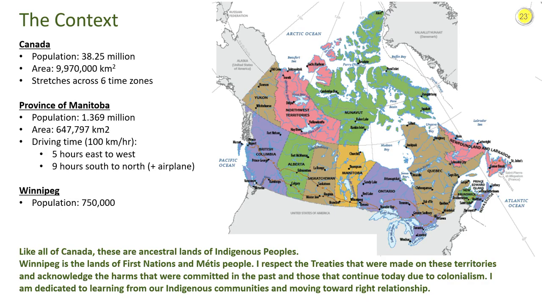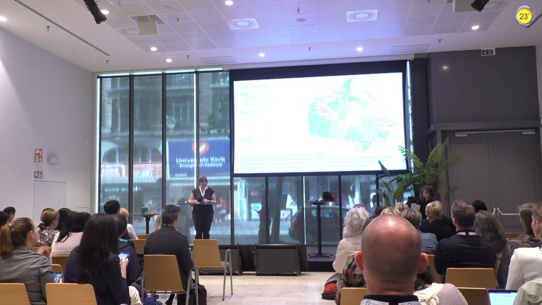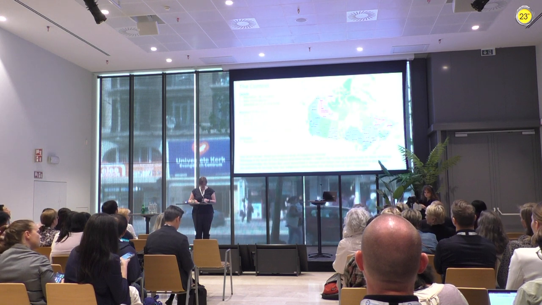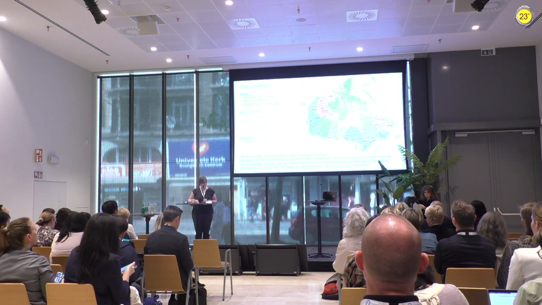It takes about 5 hours to drive from east to west across the province, and it would take me longer to get to the northern part of Canada than it took for me to get here in Europe. So it's a large province, and we have a small population. I point that out because many of the residents that I'm going to be speaking about have a very rural connection, even though they live in urban areas. And I also want to recognize that this research was done on traditional lands of Indigenous peoples of Canada, and we're very grateful for the opportunity to work toward right relationships with our Indigenous partners.